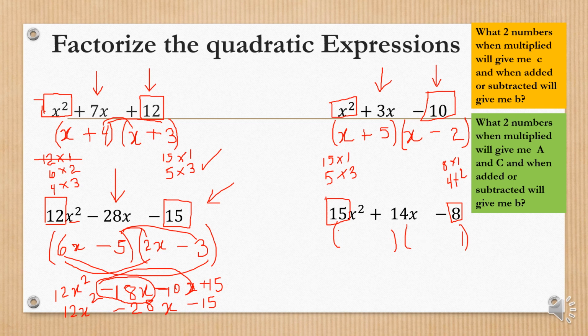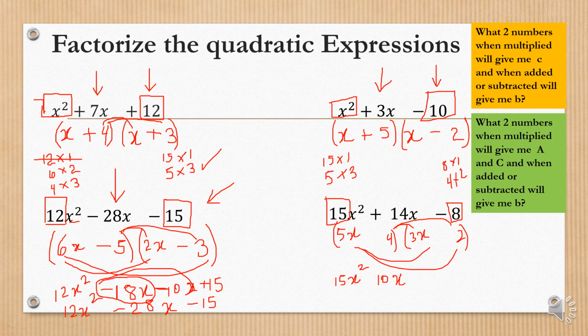Just clearing my brackets here. So 5x, yes, by 3x will give me 15x squared. And now to give me 8, I'm going to use 4 and 2. Let's see if these numbers work. Let's expand. This by this, this by this, this by this, this by this. So 5x by 3x is going to give me 15x squared. Then I'm going to have 10x.